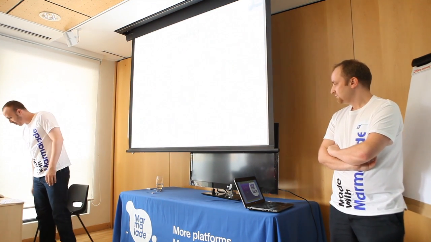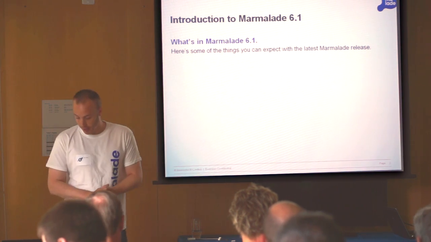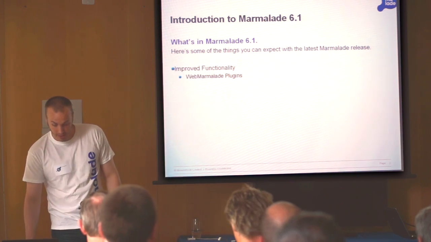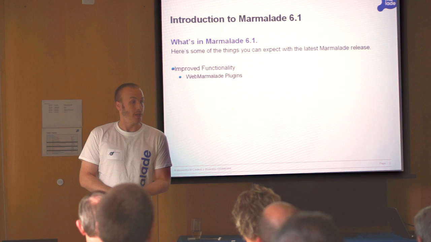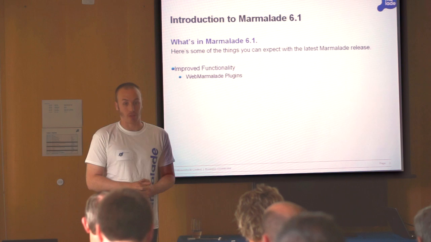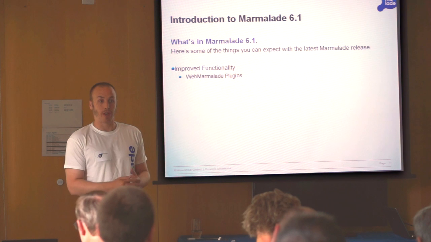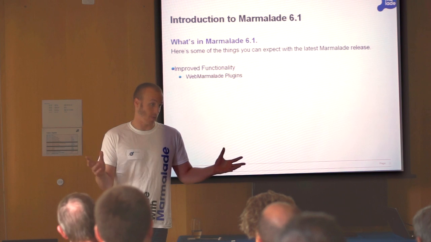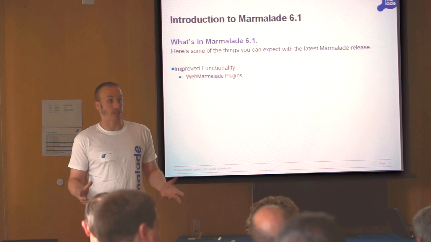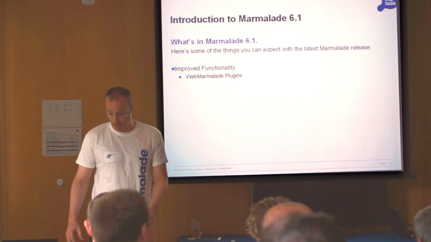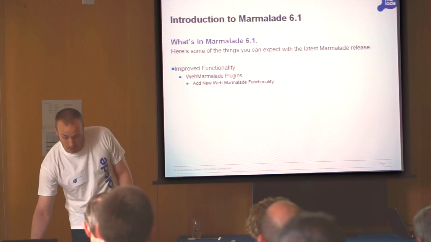So first off, what's in Marmalade 6.1? Well, one of the things we've looked to do is improve our functionality. The first part of this is Web Marmalade plugins. We introduced Web Marmalade in 6.0, and one of the things we heard very early was, how do I extend it? We did that initially by open sourcing the WebMarmalade code itself, but that still involved a lot of clunky steps to get it up and running, build your stuff and extend it. So what we've done is add auto-generation tooling. The auto-generation tooling does a lot of the grunt work for you, developing skeleton frameworks and making it easier for you guys to develop extensions.